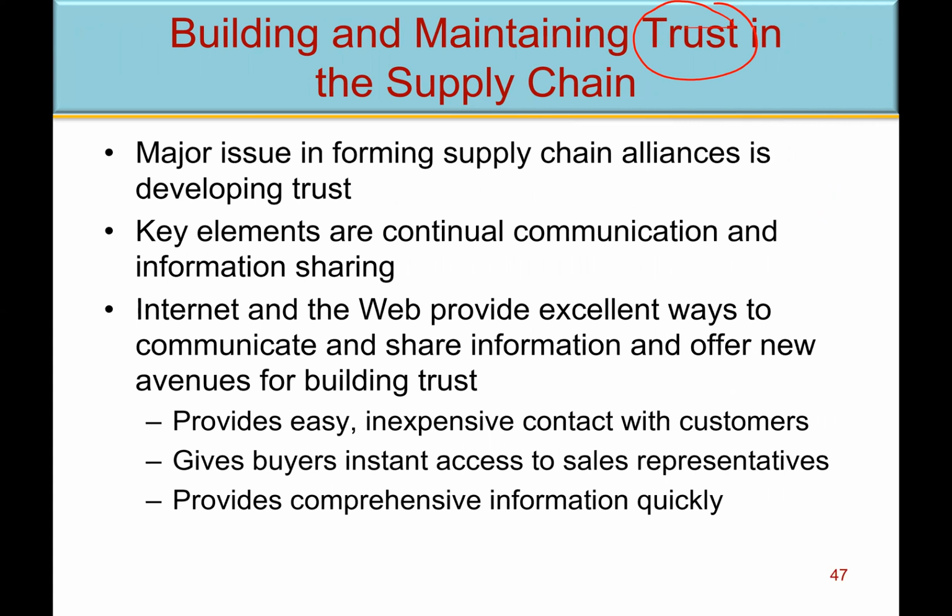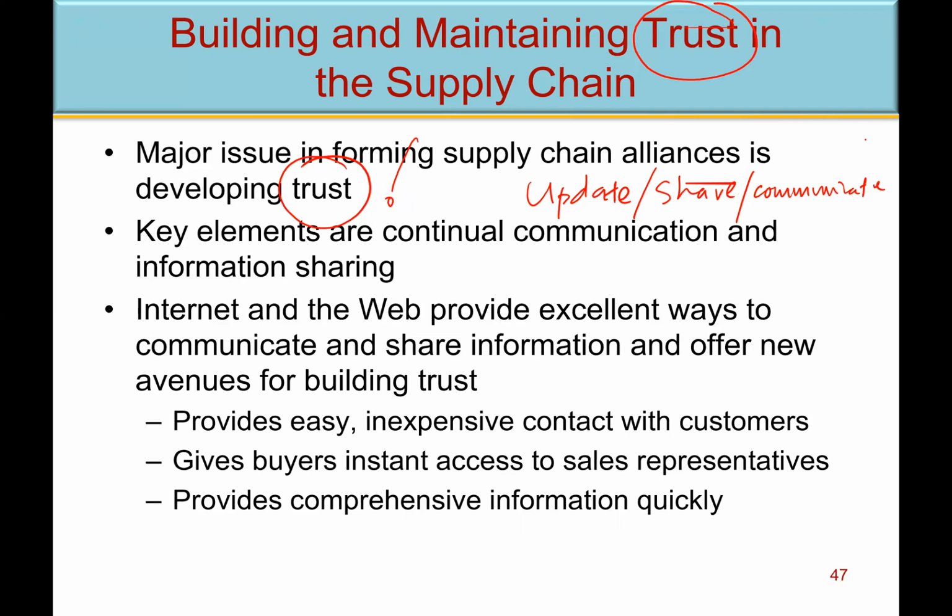A major issue in forming supply chain alliances is to develop trust. The key elements are continual communications and information sharing. Keep informed, keep updated, share, and communicate, so buyer and seller receive the latest information whenever changes happen. The internet and the web provide excellent ways to communicate and share information, and also offer new avenues for building trust.